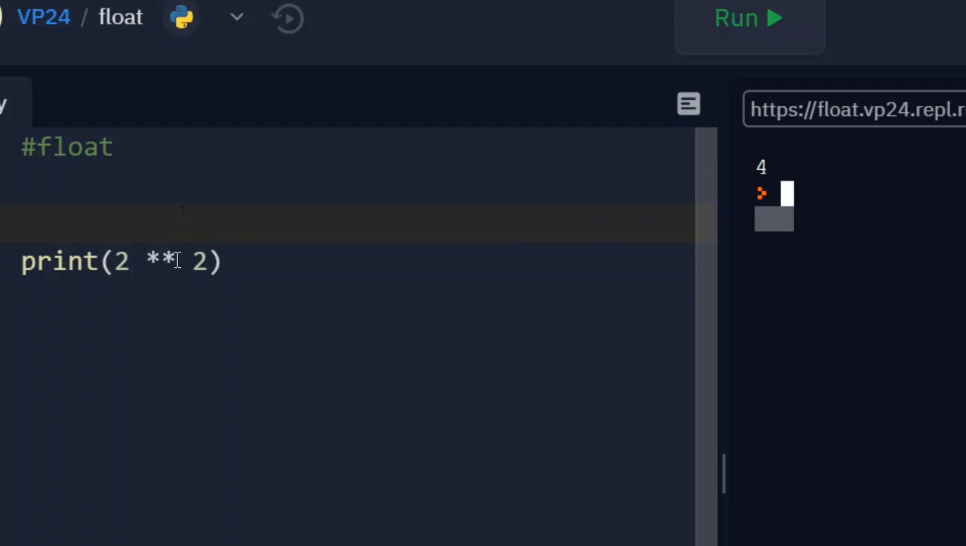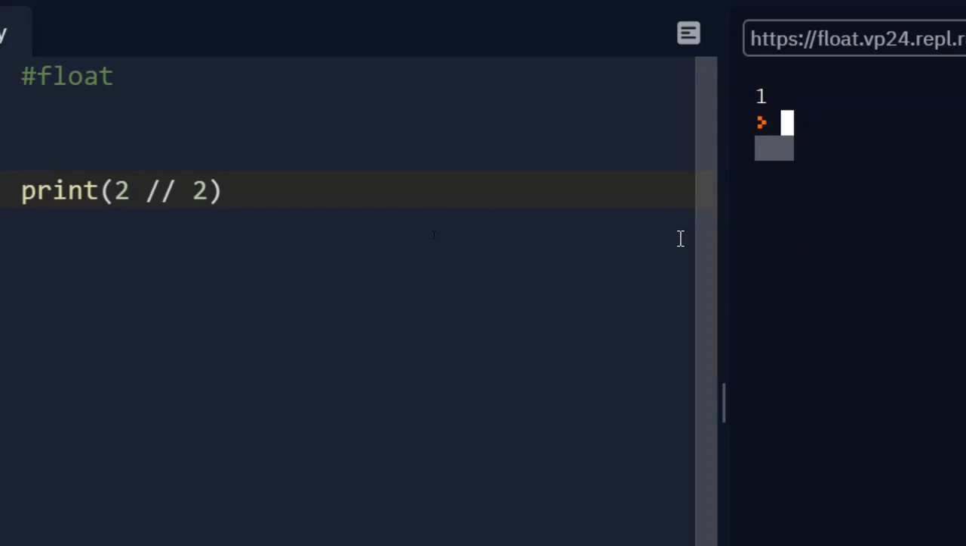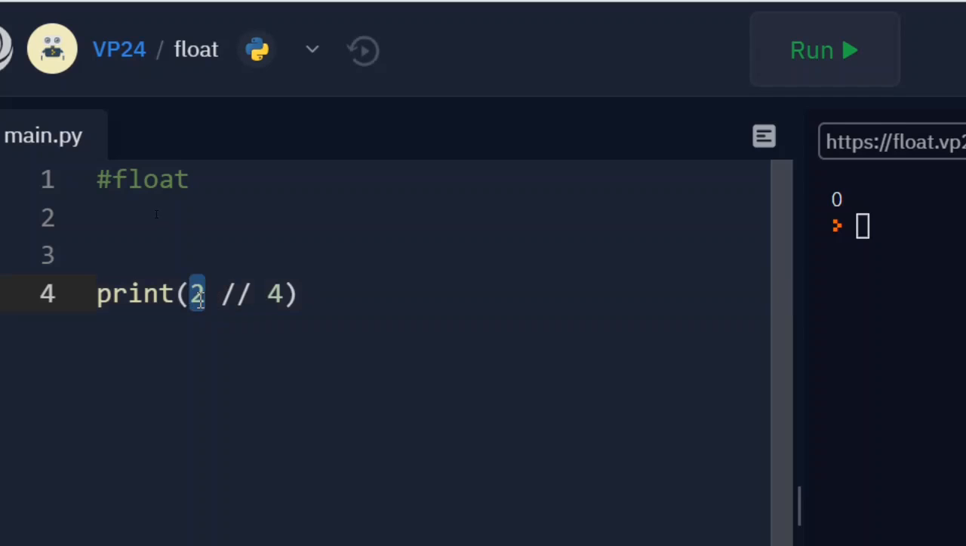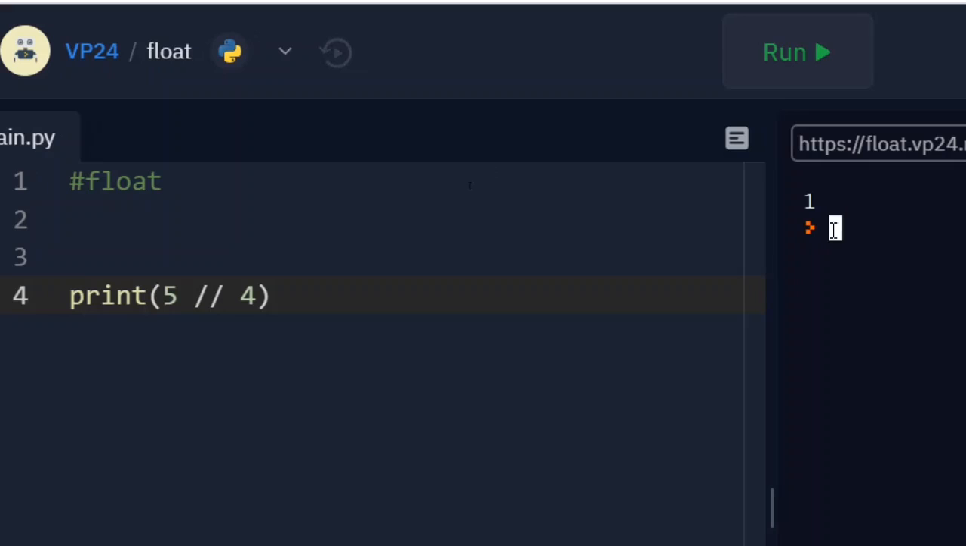And then we have double divide, that is, 2 slashes. This is another division operator. If I run this, we get 1. It gives the integer rounded down. Now, if this was 5 double divided by 4, if I run this, we get 1. So what is this double divide operator for? Well, it gives us the result as only integers, rounded down.